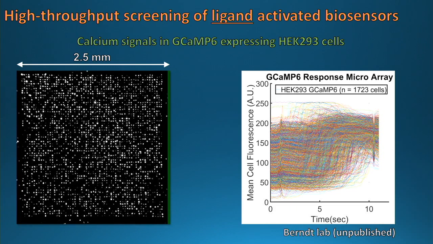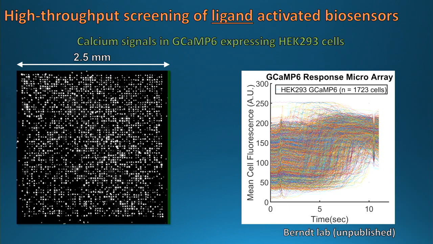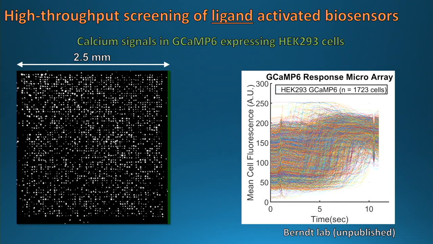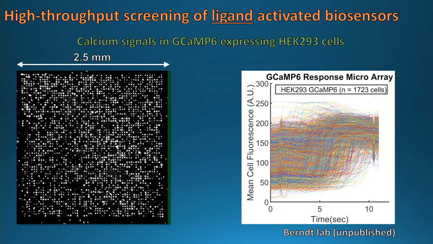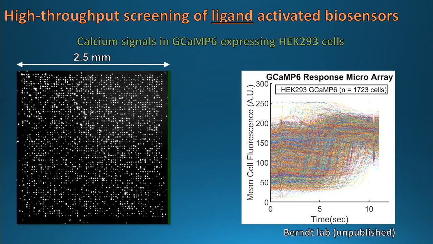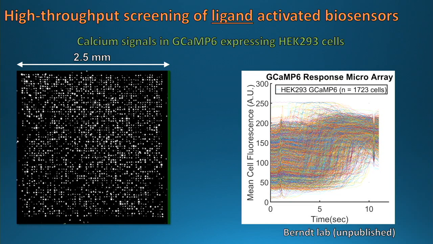The key step in this entire protein engineering pipeline is the functional screening on microarrays, which is shown here. Just for demonstration purposes, all of these cells express the calcium indicator GCaMP6, and we stimulated those cells with acetylcholine. And as you can see, we can nicely follow the fluorescent output of 1,700 cells simultaneously.